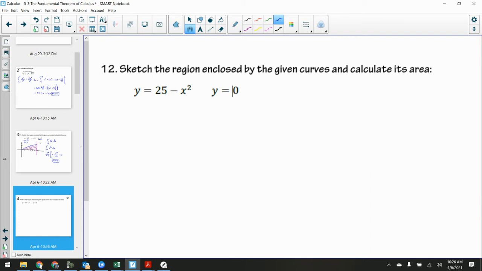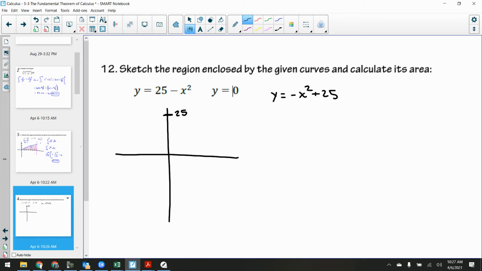Okay. All right, sketch the region enclosed by the given curves and calculate its area. So what is y greater than 0, or y equals 0, telling me? That's the x-axis, right? So I'm going to enclose this with this 25 minus x squared. What's the high point of this? 25, right? Because y is equal to negative x squared plus 25. That's a vertical shift 25 units up. And what is the negative doing on the outside of the x squared? Flipping it downward, making it a frowny face. So it's going down.